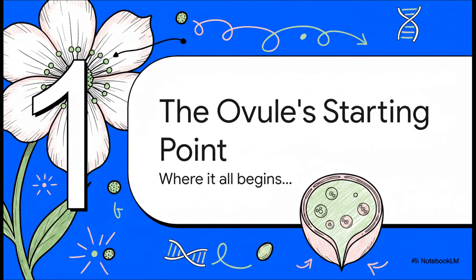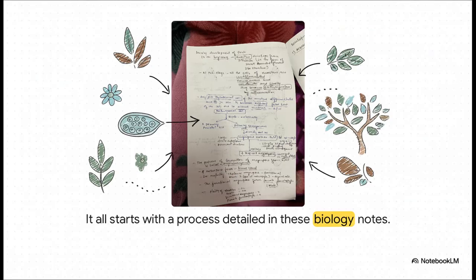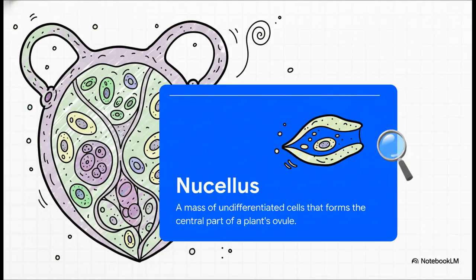All right, our story kicks off deep inside a developing ovule. Now, this is the part of the flower that is literally destined to become the seed. And for this whole breakdown, we are going straight to the source material. Everything we're about to cover comes right from these notes, and our job today is to bring this process to life for you. At the very heart of the ovule is a bunch of tissue called the nucellus. The best way to think of this is like a nursery, right? It's this community of cells where our main character is about to emerge.